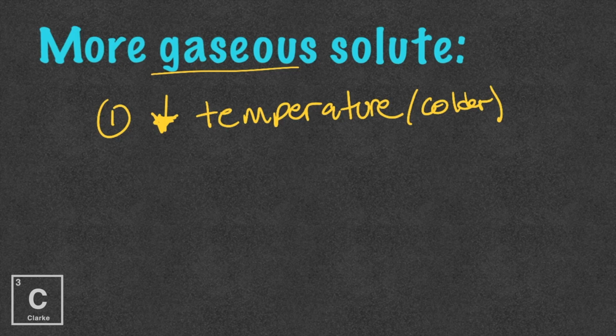But if we decrease the temperature of that solution, those particles start to move around less and less, and it allows those gas particles to stay in solution. So if we want more gaseous solute to stay in solution, we need to decrease the temperature. The other way we can make more gaseous solute stay in solution is to increase the pressure.